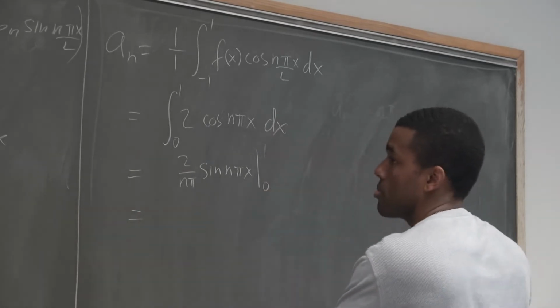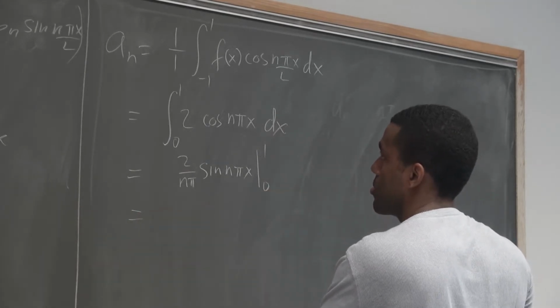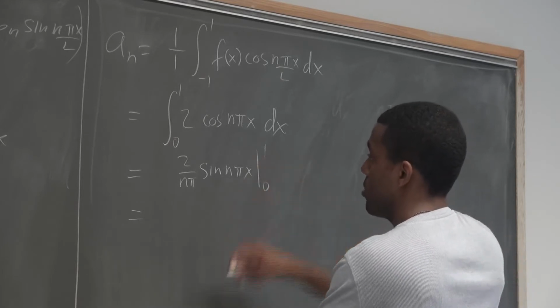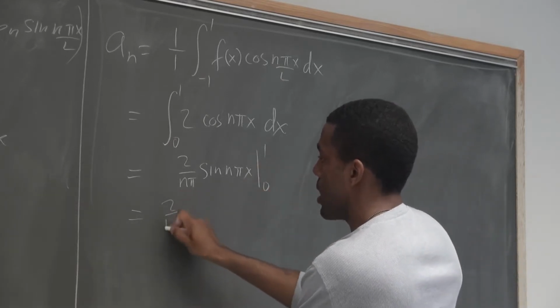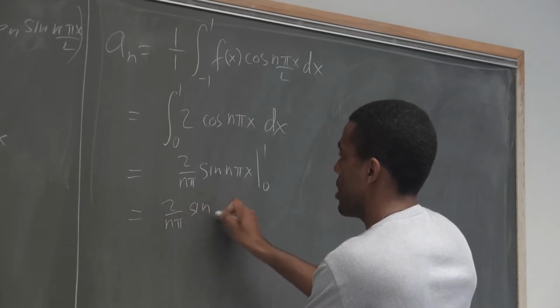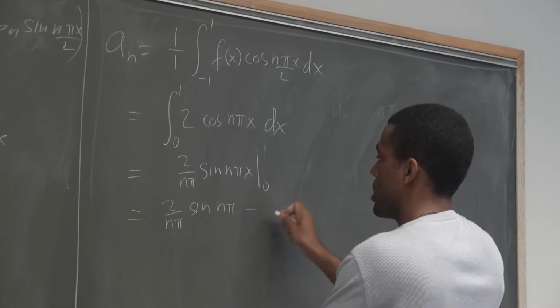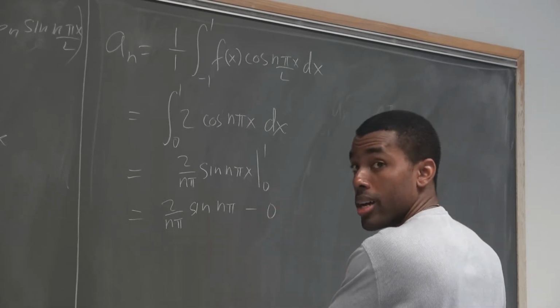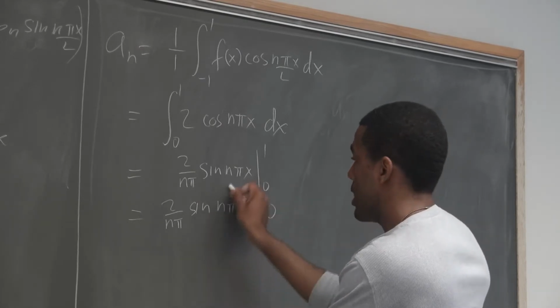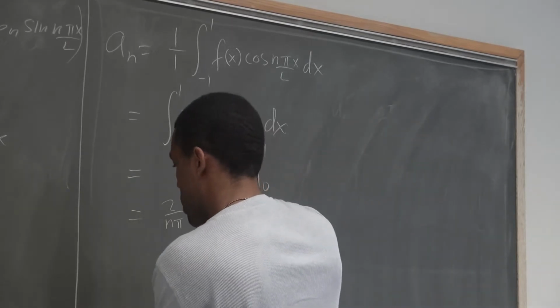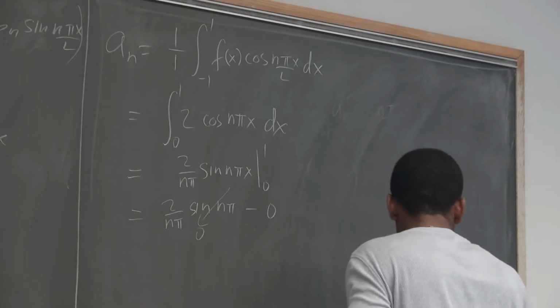What's going to happen here? 0 cancels. Plug in 1 for x, so this is 2 over n pi times sine of n pi, minus plug in 0, sine of 0, you get 0. But what's sine of n pi? It's actually 0. So there's going to be no general an term.